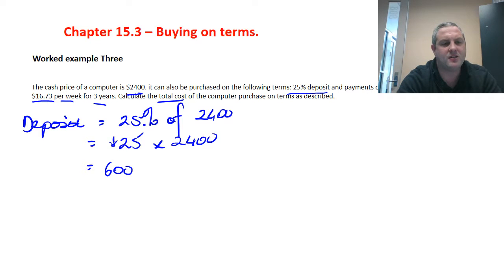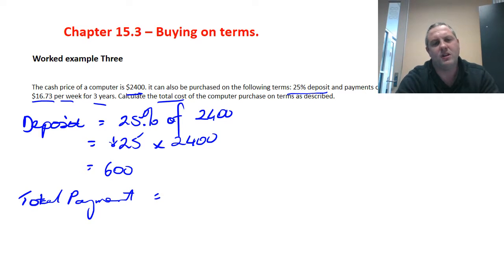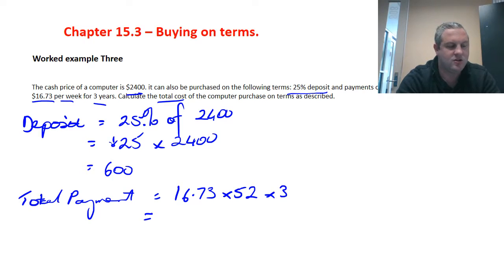The second part is your total payment. Okay, now total payment, we know we're going to do it for $16.73 per week. Now there's 52 weeks in a year, and we're going to do it for 3 years. So that's the first bit we have to do. When you put this into your calculator, you're going to have $2,609.88 at the end. Okay, that's your total payments that you're going to put on top of it.